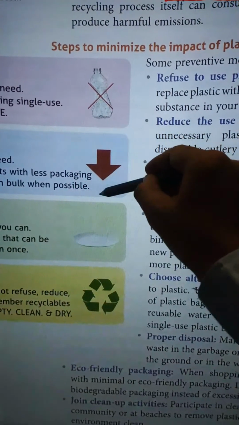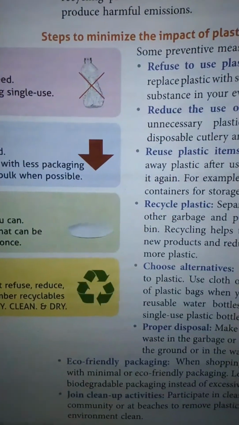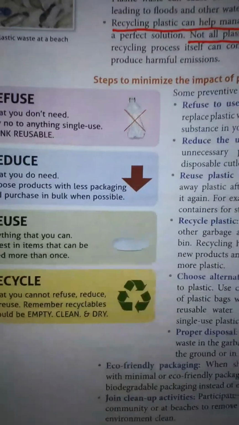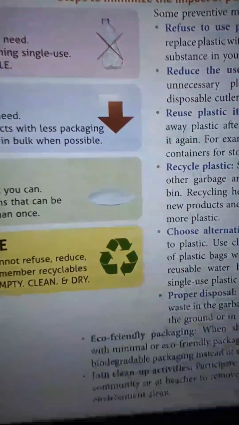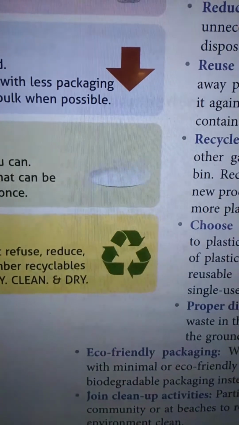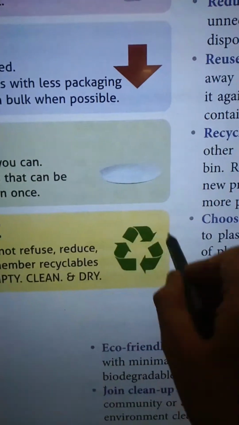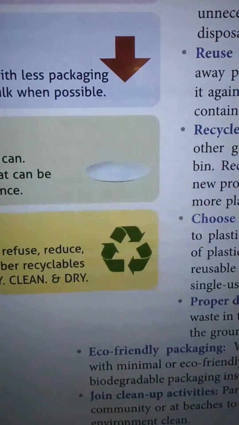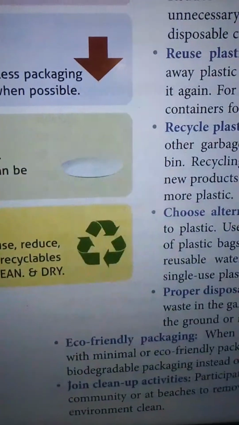Reduce, the arrow down, means reduce the use. Reuse means if you are using plastic, use it again and again. So people say don't use polythene, but if you have polythene at home, keep using it again and again. Then this symbol you will see on any plastic bottle or any material having plastic. You will see this on a milk packet, on a juice packet, something which can be recycled.